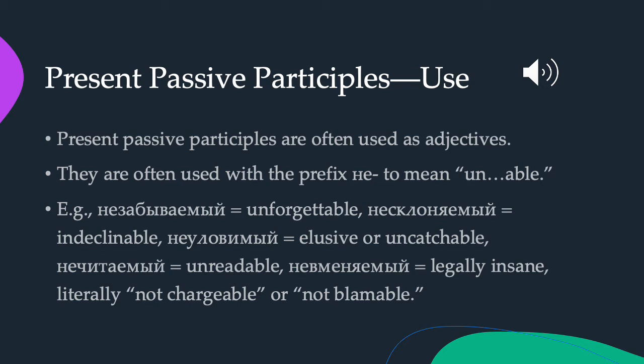Неуловимый is elusive or uncatchable. And note that неуловимый is actually formed from a perfective verb, уловить, but we use the same formation that we would use for a present passive participle, and it has the same meaning. Нечитаемый is unreadable, like this book is completely unreadable. And невменяемый is legally insane, or someone who is literally not chargeable or not blamable. So this is often the meaning of these present passive participles with the prefix не, unsomethingable.